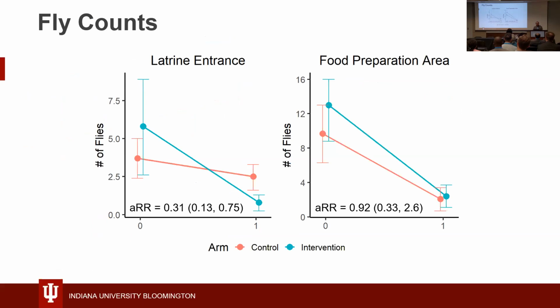So here are the results that we found. From those fly traps that we stuck and left overnight at latrine entrances and food preparation areas, my y-axis is the number of flies that we caught on these traps, and the x-axis is both before and after these interventions. We found a 69% reduction in fly counts at latrine entrances, but we found no impact of the intervention on fly counts at food preparation areas.